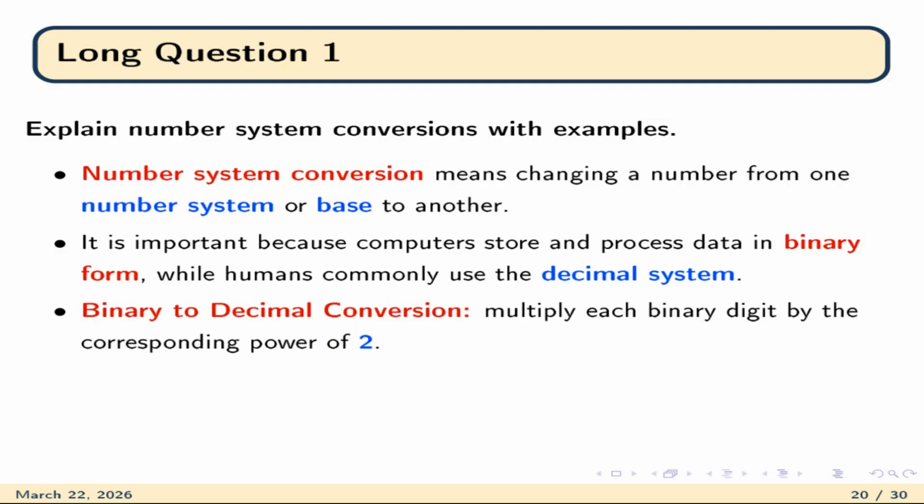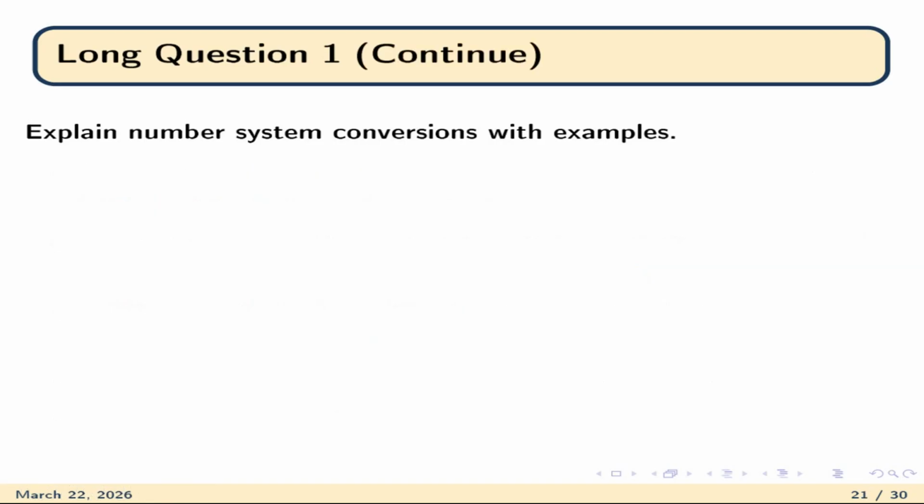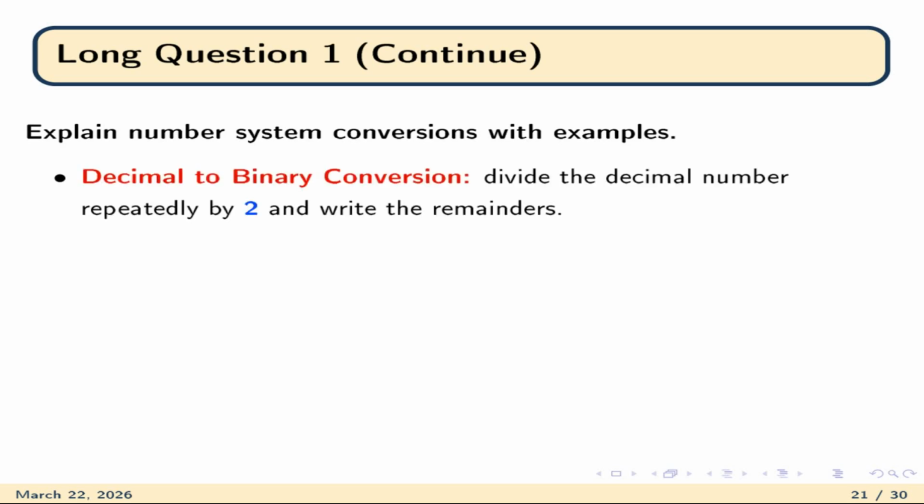Binary to decimal conversion: multiply each binary digit by the corresponding power of 2. Example: you have written 1, 0, 1, 1. You will start with 1. First one, this is 1, 1, 0, 1. Then times 2 raised to the power 0, 1, 2, 3, and so on. When you solve it, it will give you 1 plus 2 plus 0 plus 8, that is equivalent to 11.